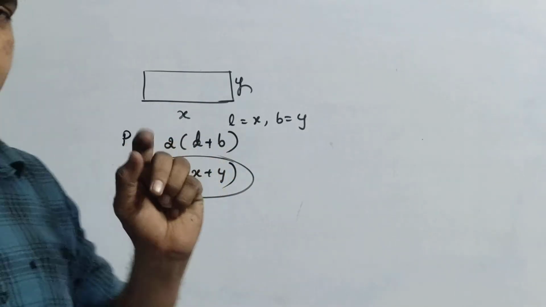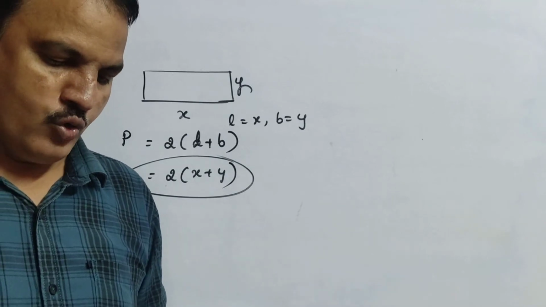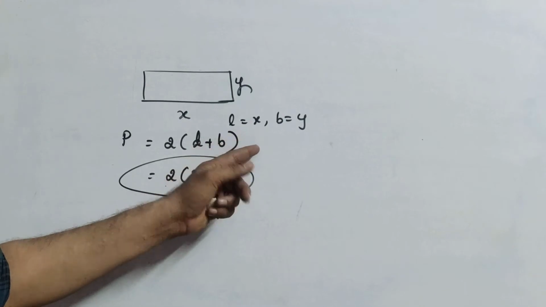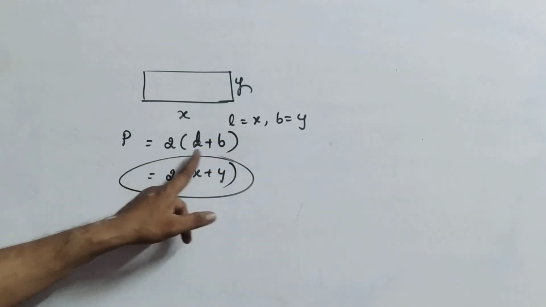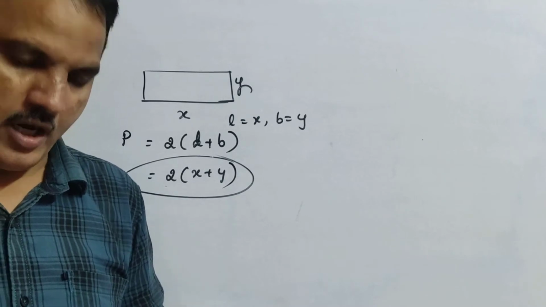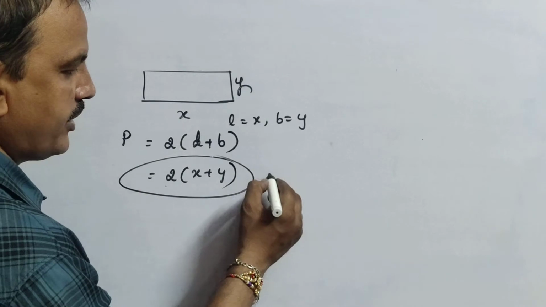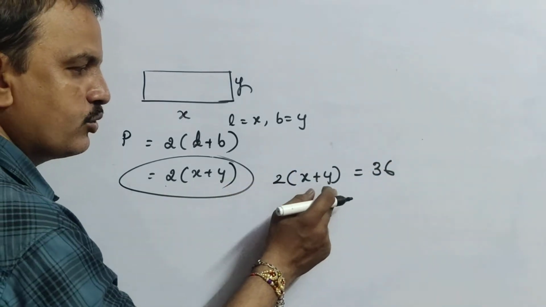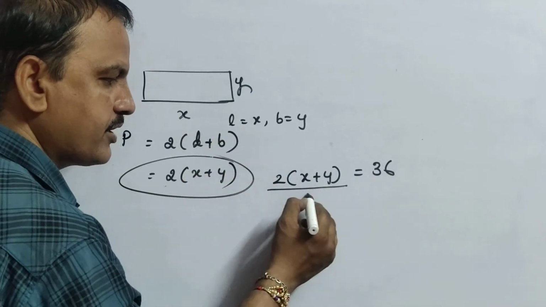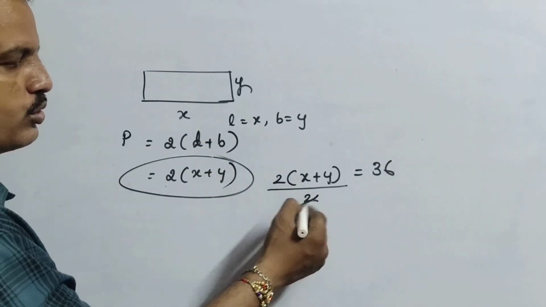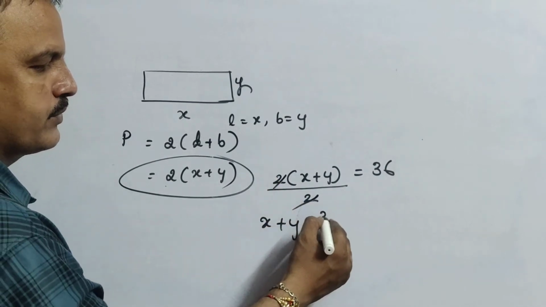Listen very carefully to the question. Half the perimeter of a rectangular garden, whose length is 4 more than its width, is 36. Find the dimensions of the garden. Here we consider length as x and breadth as y. Now what is the perimeter? 2 into l plus b, that means 2 times x plus y. But what has he given? Half the perimeter. Perimeter is 2 into x plus y; for this he took half, 1 by 2, so the 2s get cancelled. Then you get x plus y equals 36.